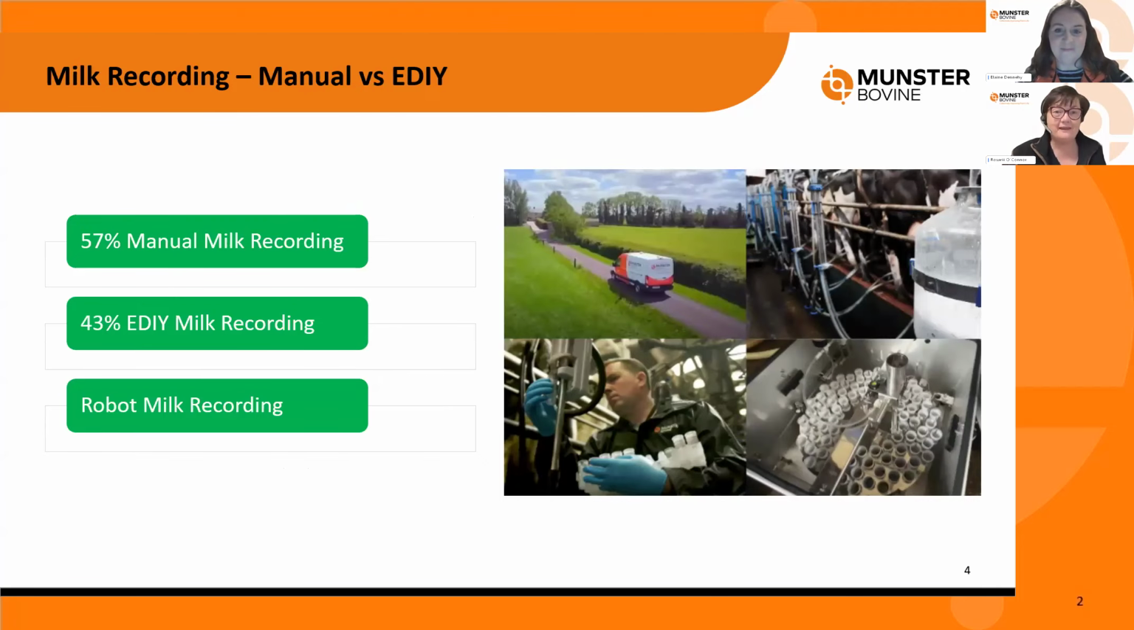Thanks, Elaine. So basically, 57% of herds that are milk recording are doing manual milk recording, and 43% of herds that are doing milk recording are doing DIY milk recording. And we also have herds with robots that are milk recording. Now, there's been a lot of queries from farmers on how we actually manage to milk record with robot herds. So we're just going to play a short video which demonstrates this.